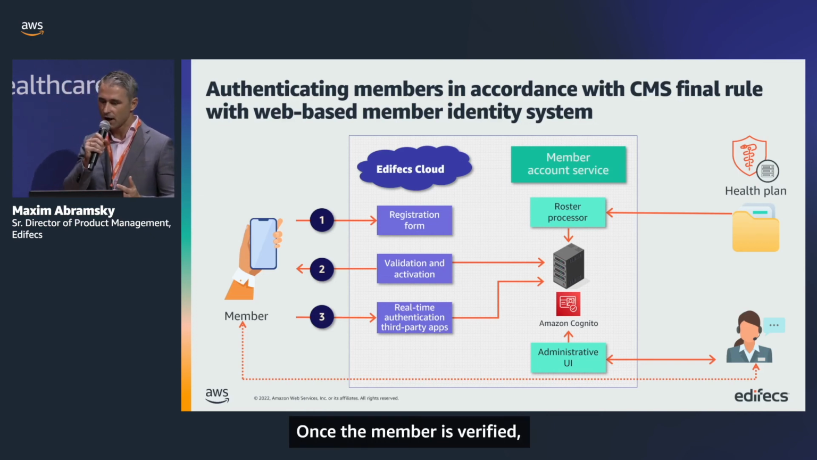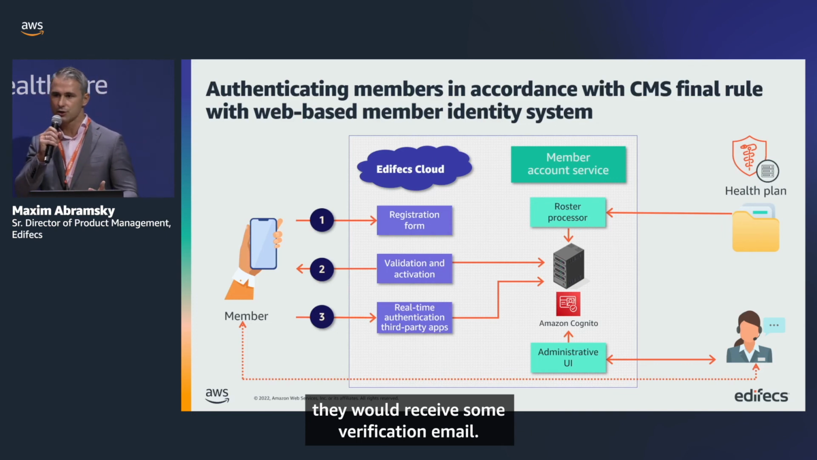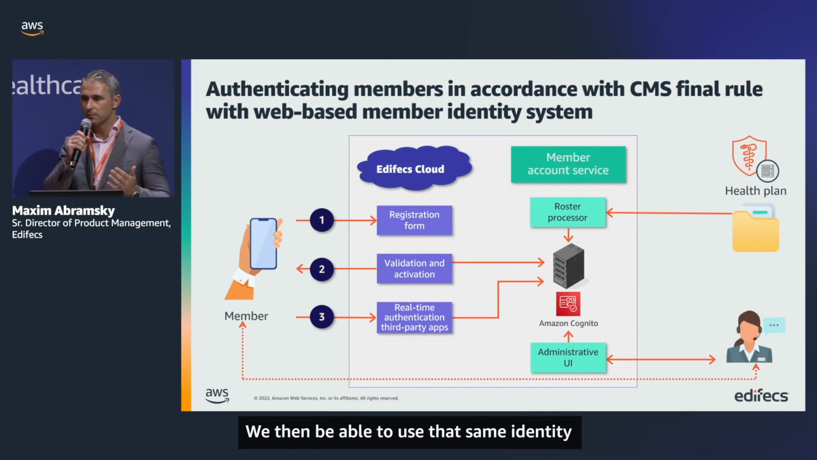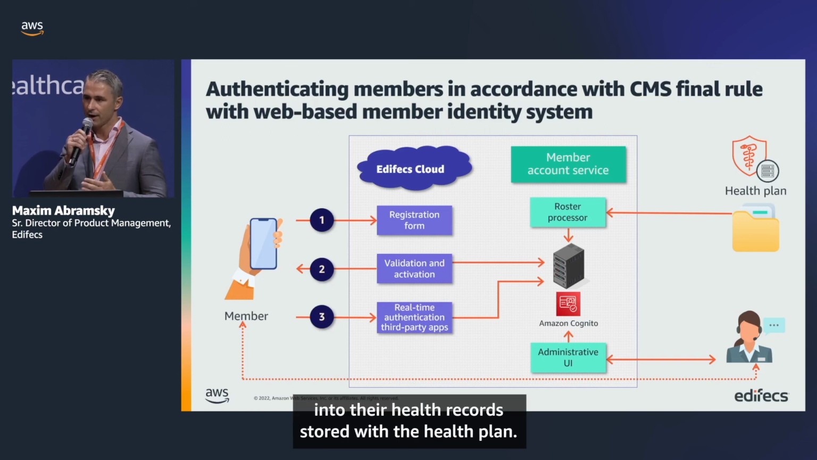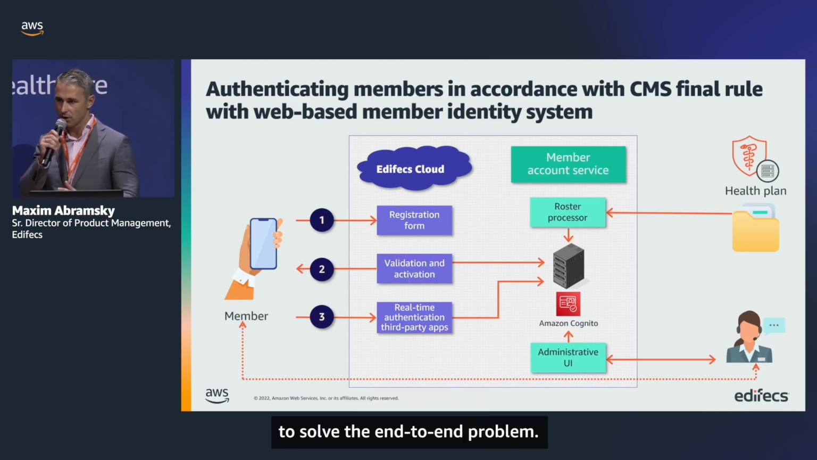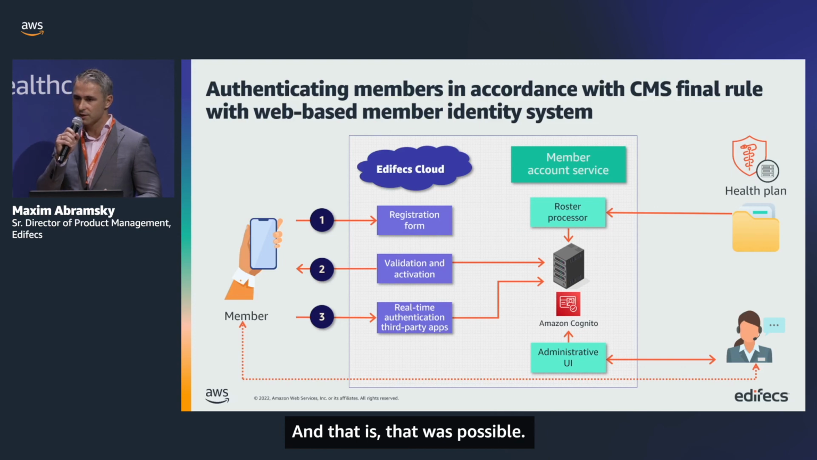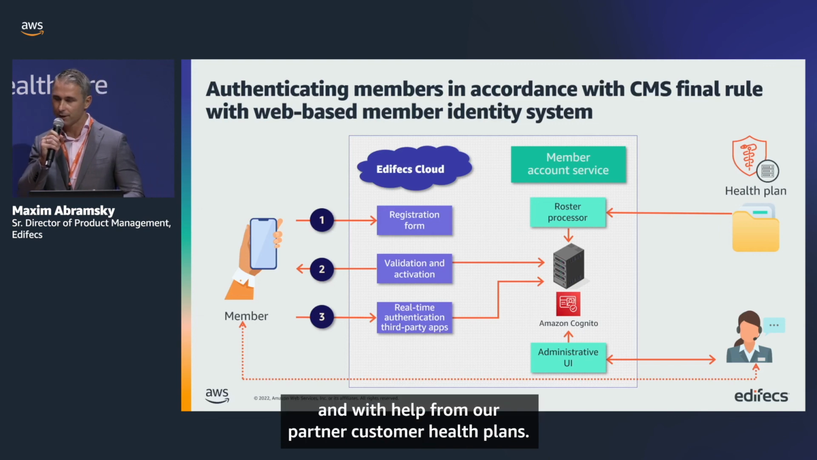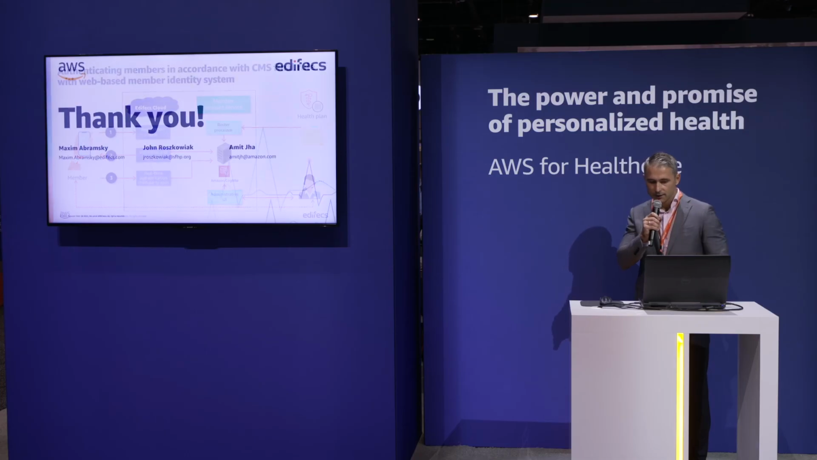Once the member is verified, they would receive a verification email. Email was used as the primary login information. We were then able to use that same identity for members to get access to their health records stored with the health plan. So there was a combination of different technologies which were put in place together to act in tandem to solve the end-to-end problem. That was possible thanks to great technology provided by AWS Cognito, by the platform, and with help from our partner customer health plans. So that's all we have.